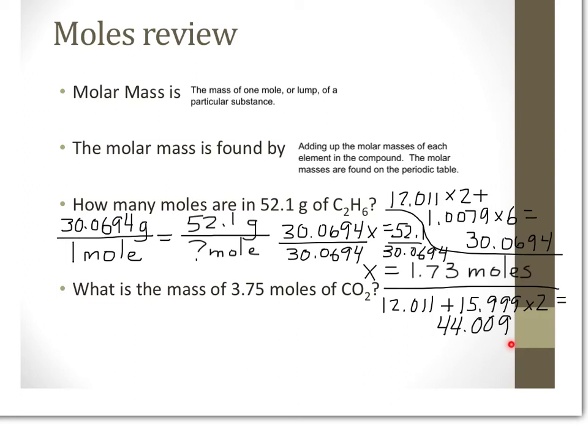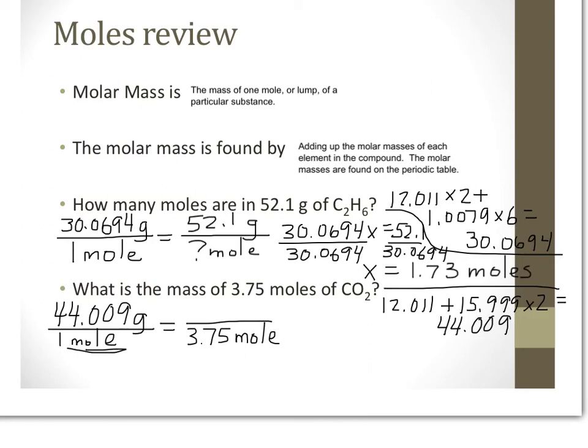And again, I'm going to use that to set up my proportion. So again, the 1 mole always goes with the number from the periodic table. The molar mass is the mass of 1 mole. And we don't have just 1 mole, we have 3.75 moles, and with all proportions I match up my units, so I'm going to put moles on the bottom because I've got moles on the bottom over here. So I do not know this time the grams. Then I'm going to cross multiply. 44.009 times 3.75 is equal to x.